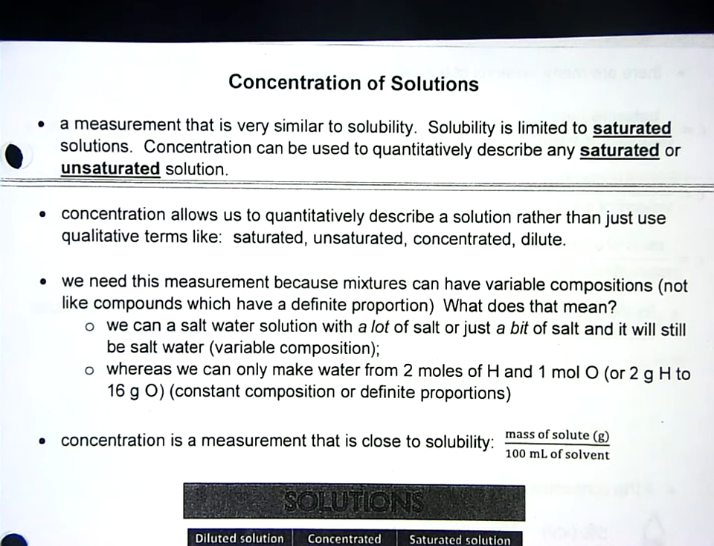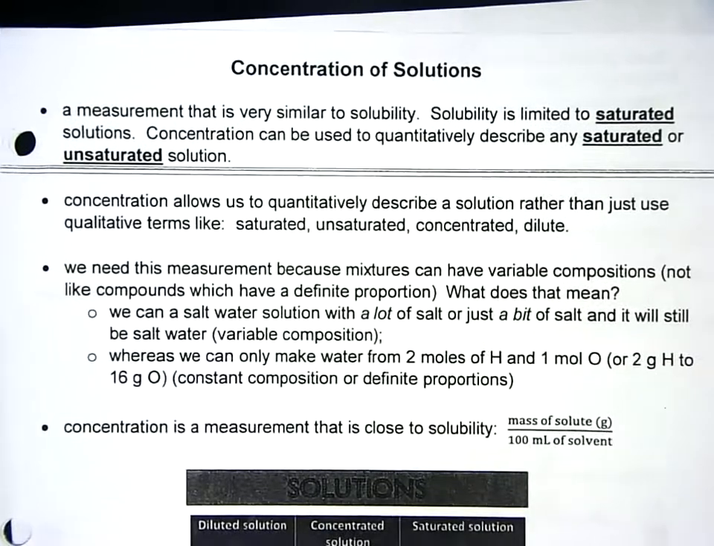Or if you wanted to look at it in terms of masses, for water, 2 moles of hydrogen and 1 mole of oxygen translates to 2 grams of hydrogen and 16 grams of oxygen. That's the definite composition part.